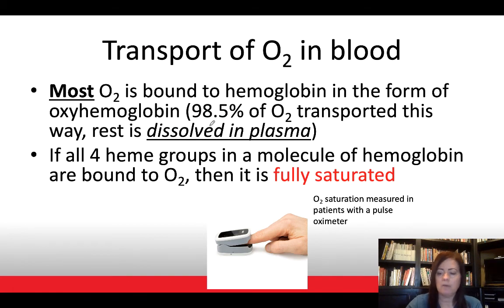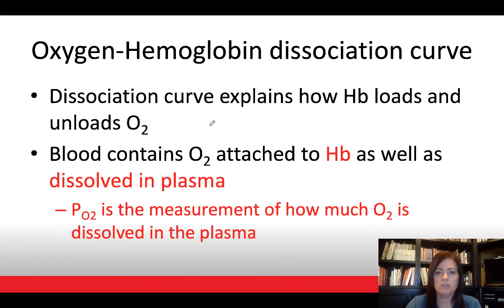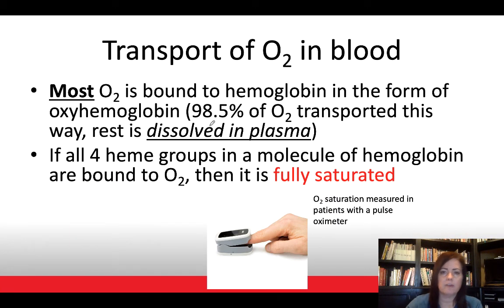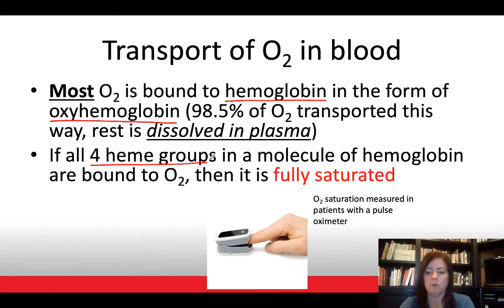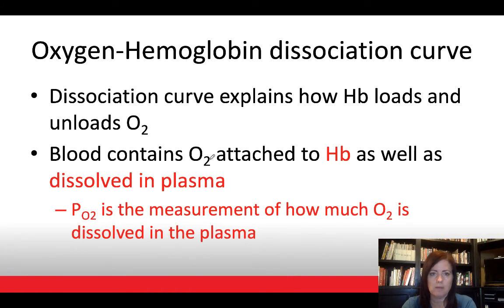Okay, how are oxygen and carbon dioxide transported in the blood? Most oxygen is actually bound to hemoglobin. Okay, and we know this. We talked about this in blood, so we call that oxyhemoglobin. It binds to the heme group, and if all 4 heme groups in a molecule of hemoglobin are bound, then we call that hemoglobin fully saturated, and that's typically what we see.